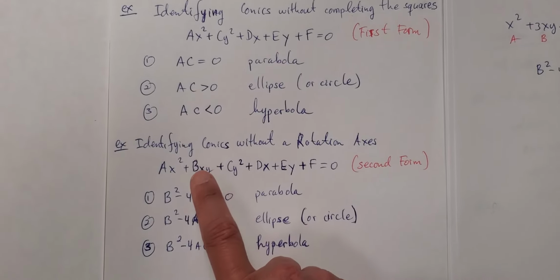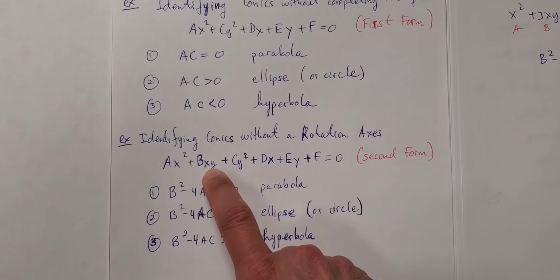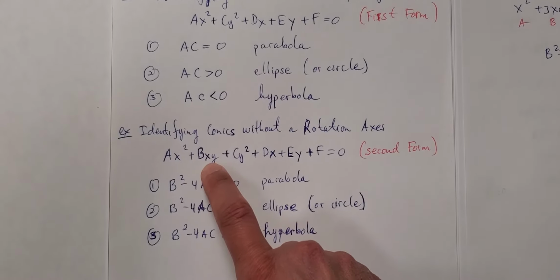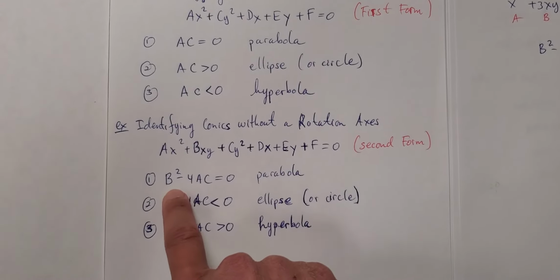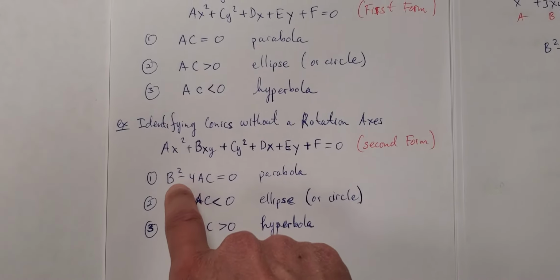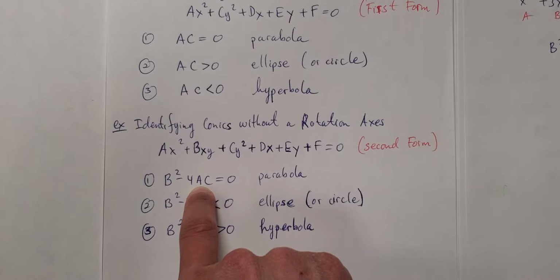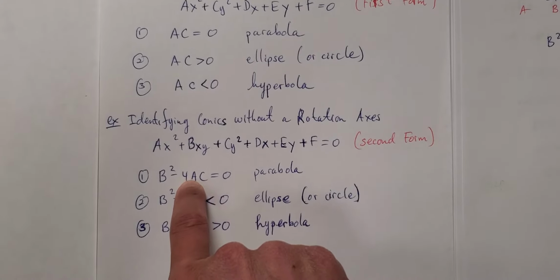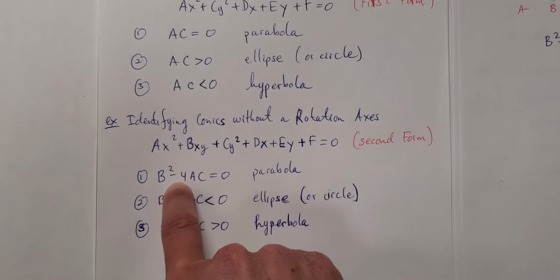However, if you have an equation with a B term, always have x and y together. That's the B term, always have x and y together. Okay, so if you have a B term, then you must use B squared minus 4AC. And this formula right here, B squared minus 4AC, is from the quadratic formula, under the square root. If you remember the quadratic formula, this is from under the square root.